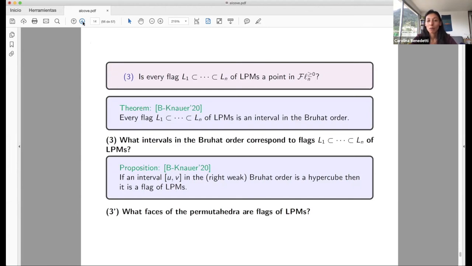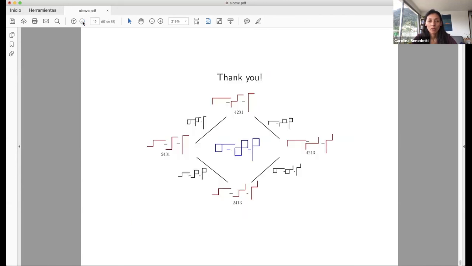So at least some faces of the right permutahedra we can identify with flags of lattice path matroids, and moreover, hypercubes in the weak Bruhat order also can be thought of as certain flags of lattice path matroids. I guess this is a good point to stop, and so that's it. Thank you very much.